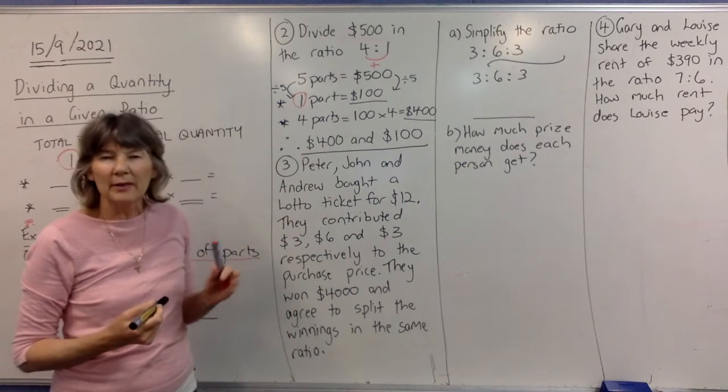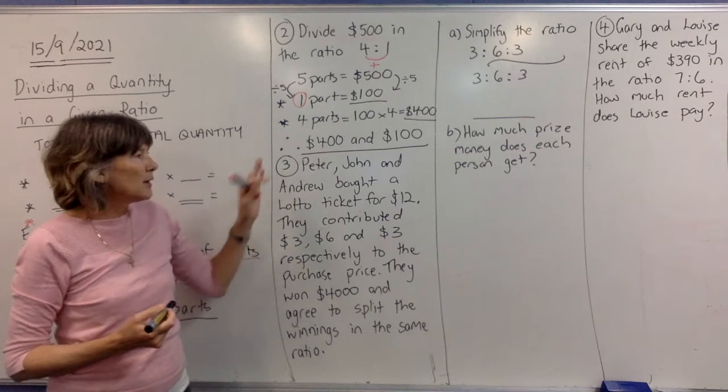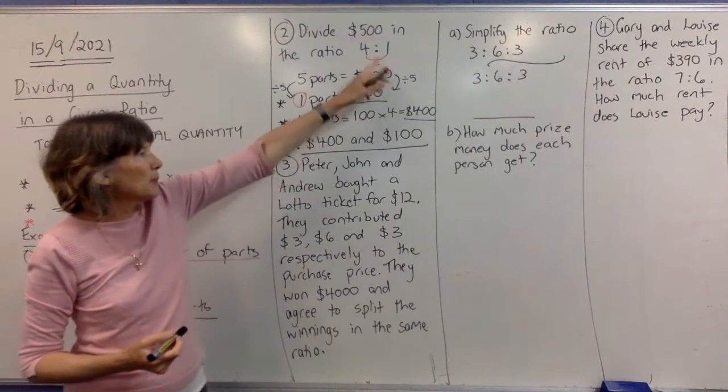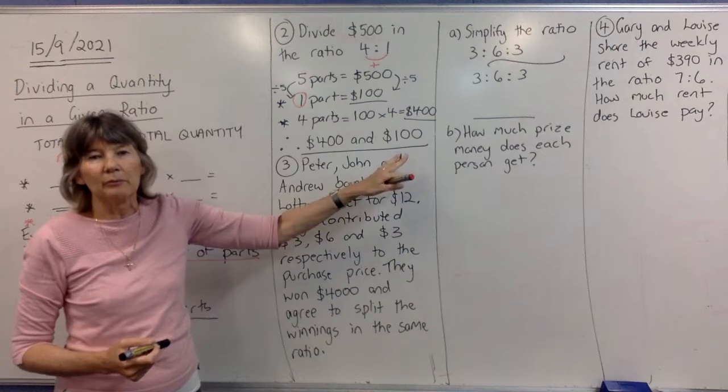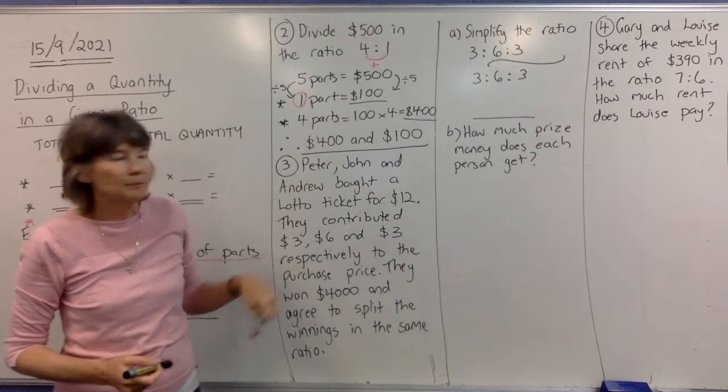Okay, some people write these as a ratio. The answer is not a ratio. The ratio is up here. These are 2 amounts of money in the correct order.